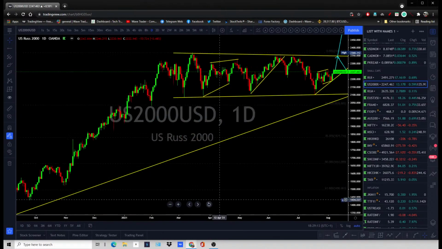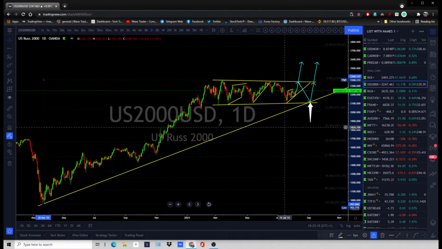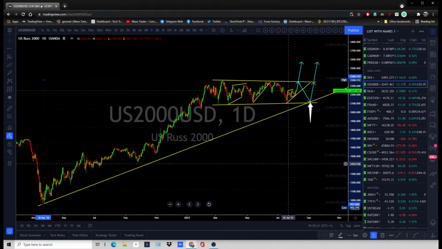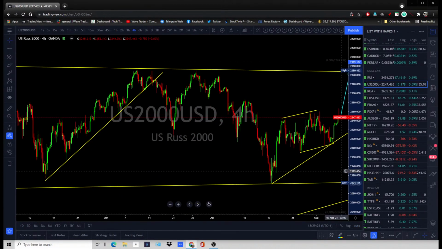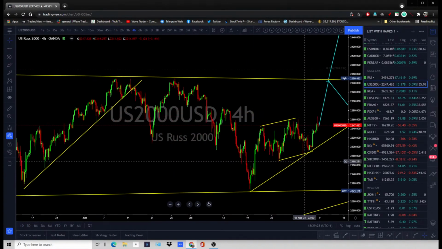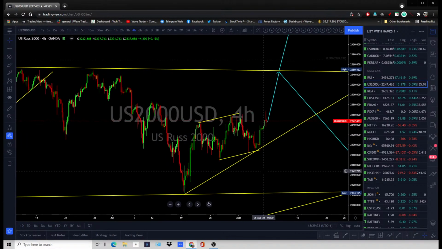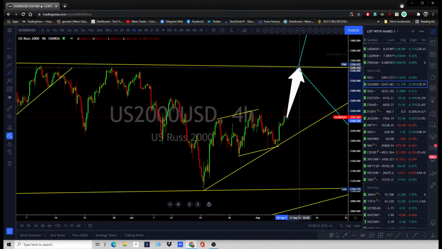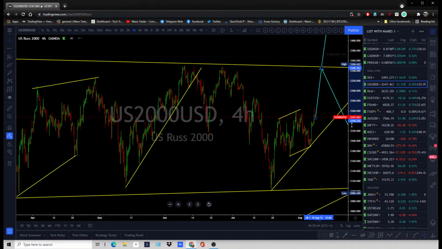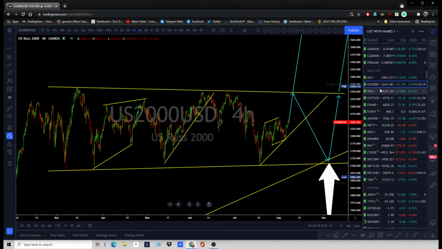US Russell 2000: break the previous top and go higher than the previous top, up to 2500 first. In the best case scenario, go up to 3000. Small caps are highly undervalued right now compared to the large caps and tech stocks. This move can keep pushing higher and break that top, or fall back from that top into a symmetrical triangle again.